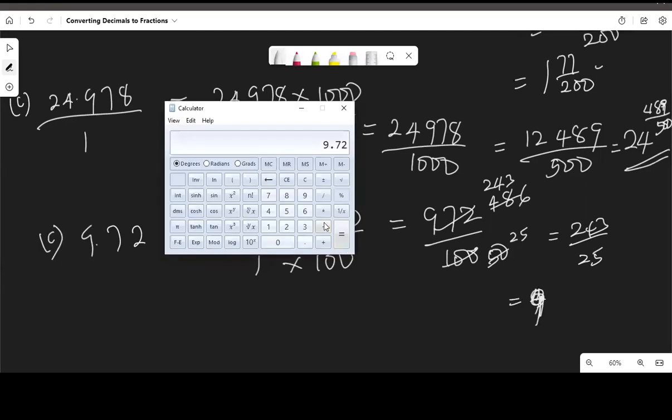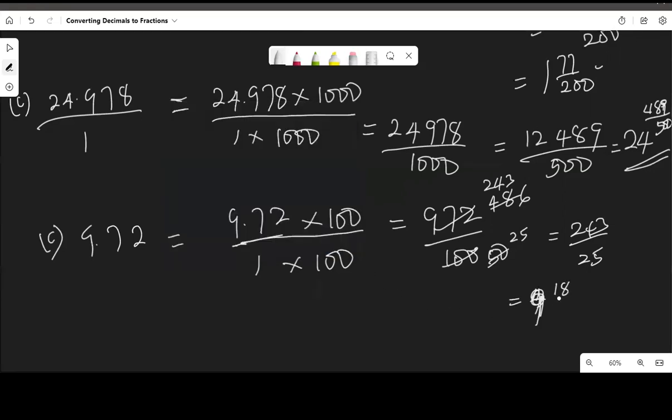9 times 25. 25 times 9, 225. Then 243 minus 225. 18, so 18 over 25. If you like, you can leave the answer this way. If you like, you can express it in terms of a mixed number.